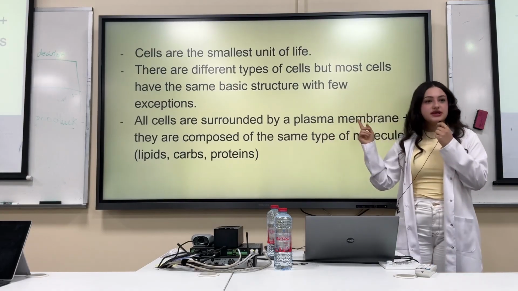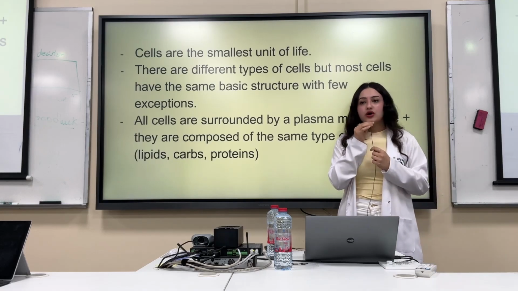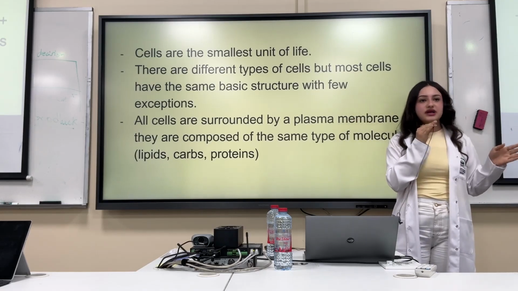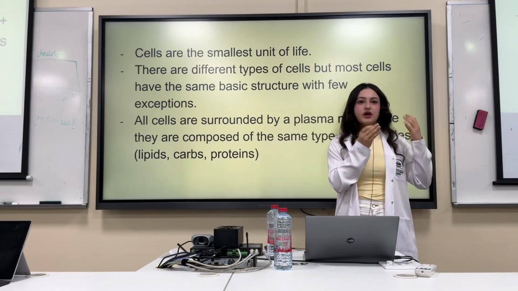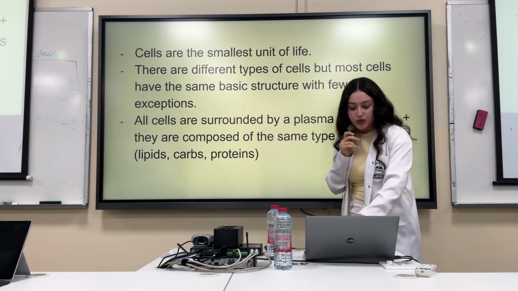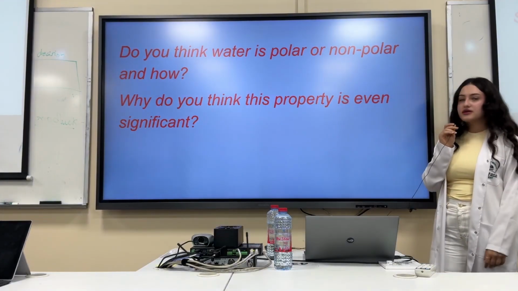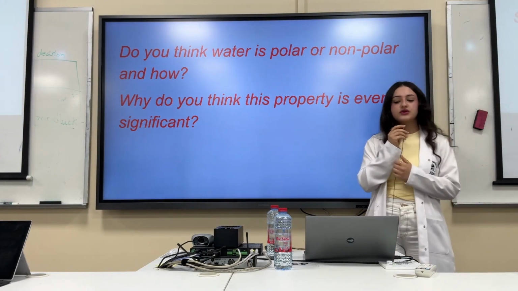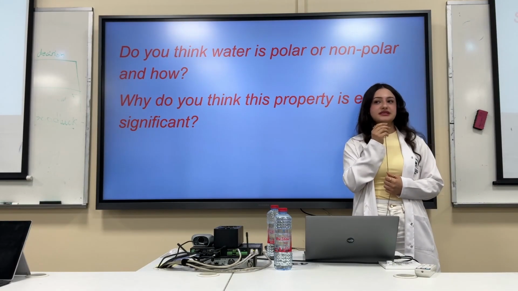And now all cells, as I said, they're surrounded by plasma membranes. For all our plasma membranes, different cells, it doesn't matter, they're made up of the same type of particles, biomolecules. They're lipids, proteins, carbohydrates. Here's another question for you guys. It's very easy. Can you read it? Do you think water is polar or non-polar, and how? And why do you think this property is even significant?